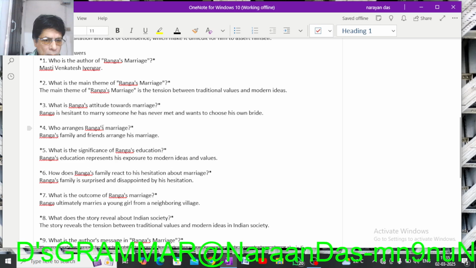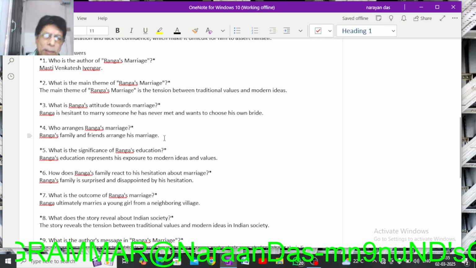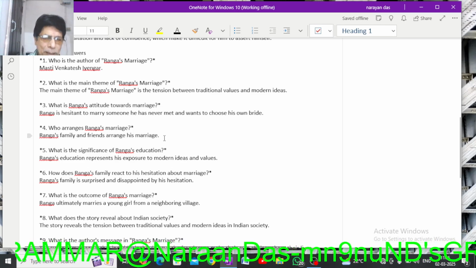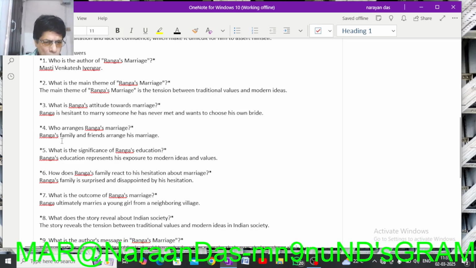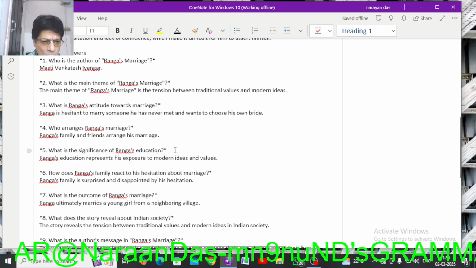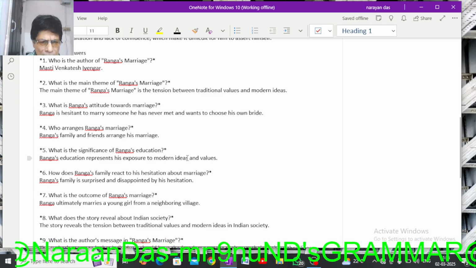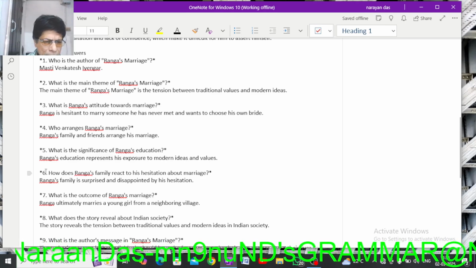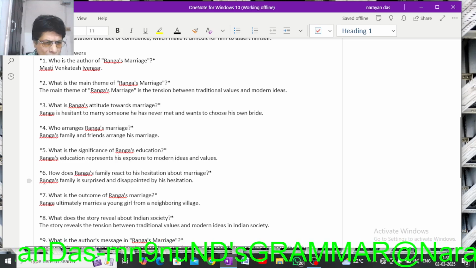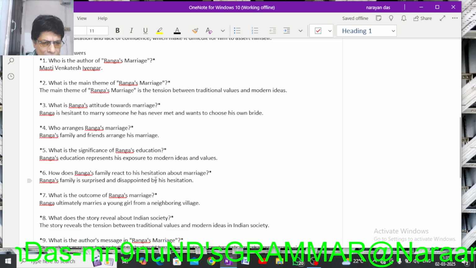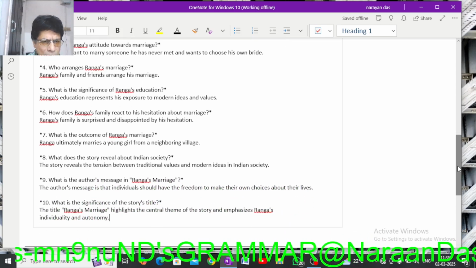Who arranges Ranga's marriage? Ranga's family and friends arranged Ranga's marriage, but the marriage was mainly done by the author, as we see in the story. What is the significance of Ranga's education? Ranga's education represents his exposure to modern ideas and values. Number 6, how does Ranga's family react to his hesitation about marriage? Ranga's family is surprised and disappointed by his hesitation, though in the story nothing of this sort is mentioned.